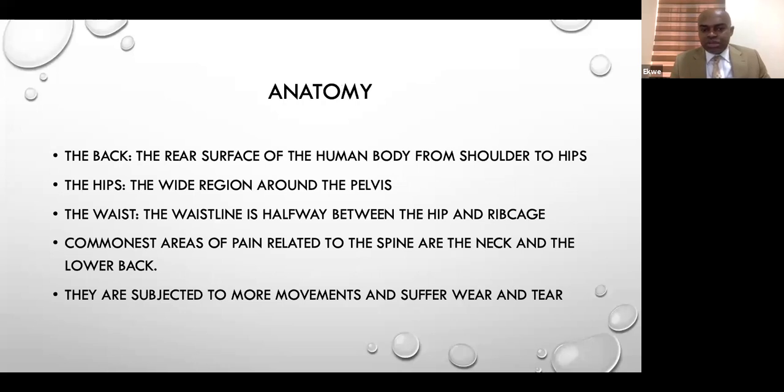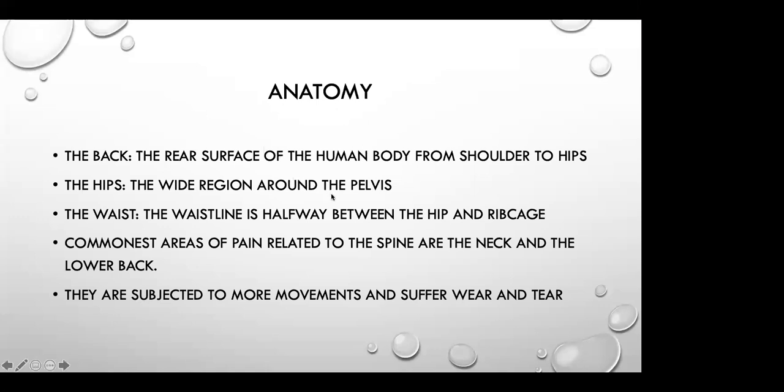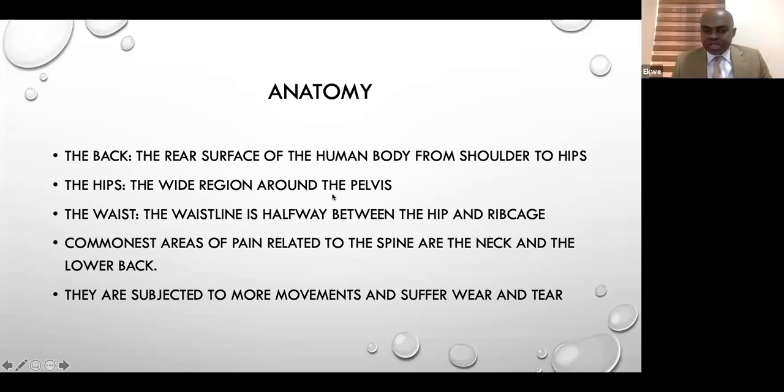So the back, what we call the back, is the rear surface of the human body from the shoulder to the hips. The hips are the widest region around the pelvis. That's around the buttock area. That's what we call the hip. And the waist is halfway between the hips and the chest. When I was younger, I used to say that the waist was the narrowest portion between the hips and the chest. But of course, now I've grown older, even for me, it's not necessarily the narrowest, but at least it's halfway between the hip and the chest.